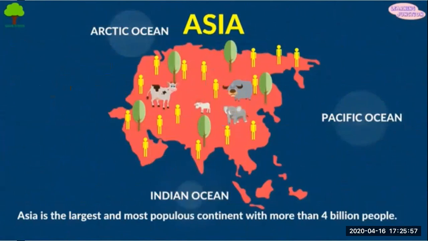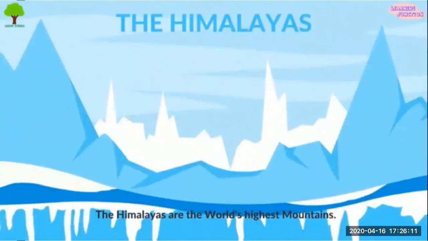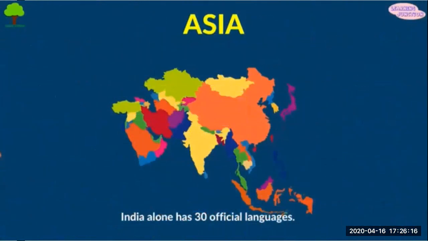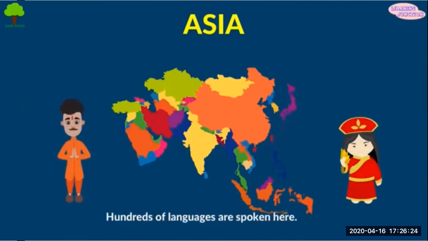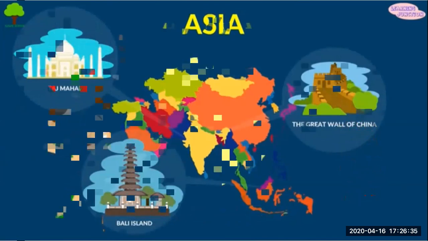Asia is the largest and the most populous continent with more than 4 billion people. It is surrounded by the Arctic Ocean, Pacific Ocean, and the Indian Ocean. The Himalayas are the world's highest mountains, which are in the continent Asia. India alone has 30 official languages, and India is a part of the Asian continent. Hundreds of languages are spoken here in India. Taj Mahal, Bali Island, and the Great Wall of China are the places of attraction in the Asian continent.